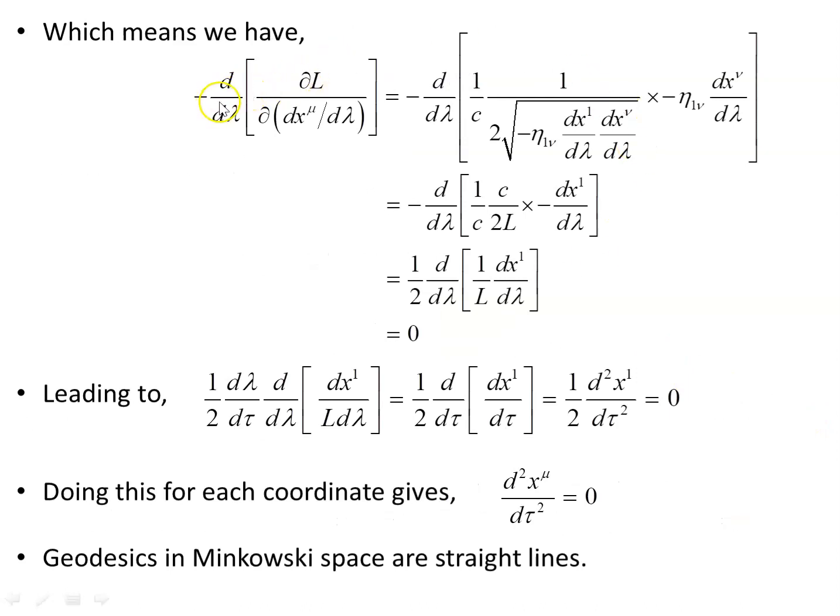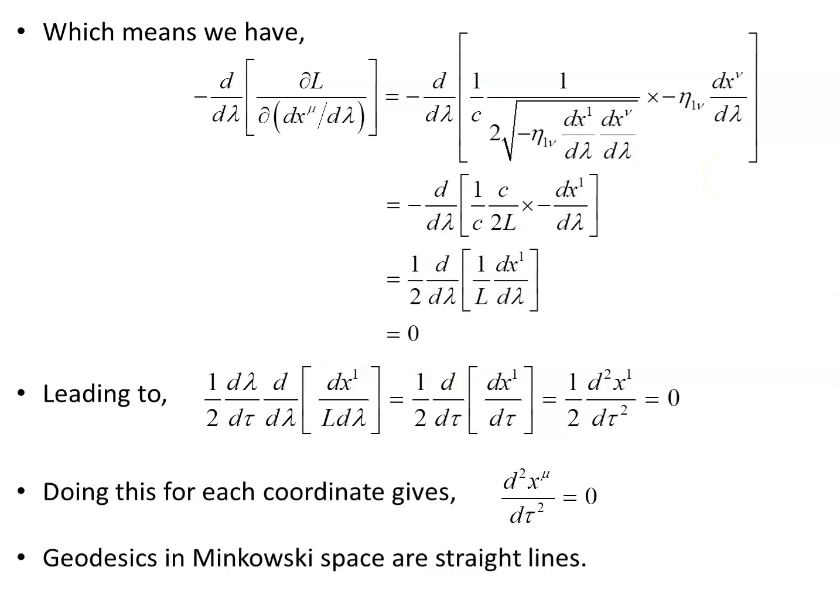Okay, which means we have minus d/dλ of the partial derivative of the Lagrangian with respect to the derivative of the coordinate. Expanding that out, we have this. So the partial derivative of the Lagrangian with respect to this term here is this object times that. Remember, square root, take it downstairs, 1 on 2 times the square root of that times the object inside.